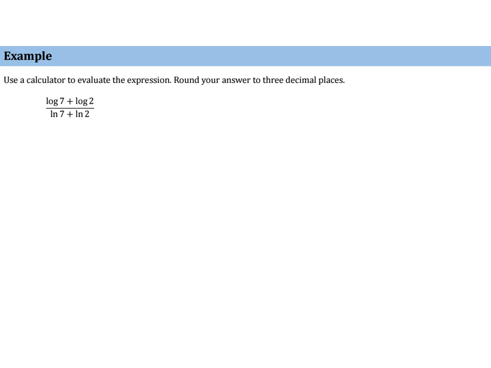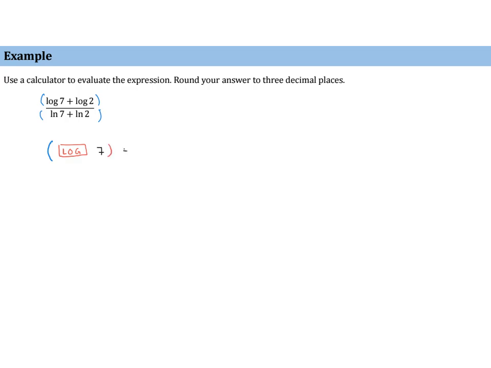Now, in our calculator, we want to approximate this fraction. So the easiest way to do that is to type it all in at once. So we're going to put parentheses around the whole numerator and the whole denominator. So to do this, we'll open up our parenthesis. Then we're going to press the log key. And then 7, we'll need to close our parenthesis for that logarithm.